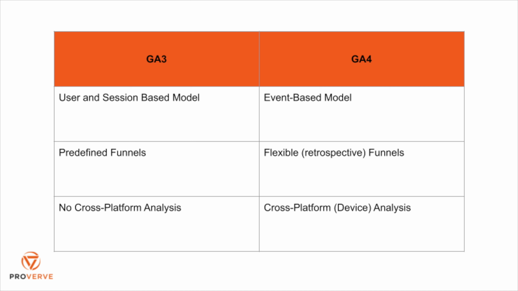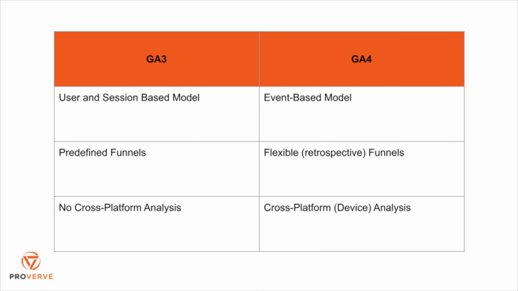Another one with GA3, you used to have funnels that were predefined. It was very rigid, and from my understanding, not a lot of people were using it because of its complexity. There was a bit of friction there to use it. Whereas in GA4, it's a lot more flexible. You're able to even retrospectively understand your users from their endpoint all the way to the start point of their user journey.